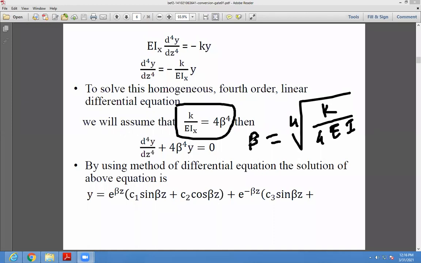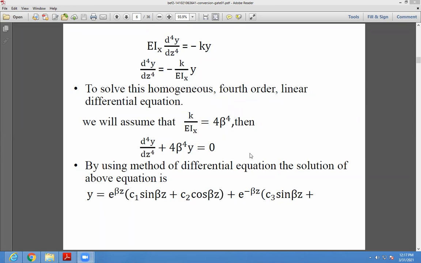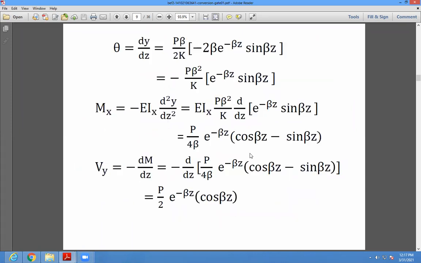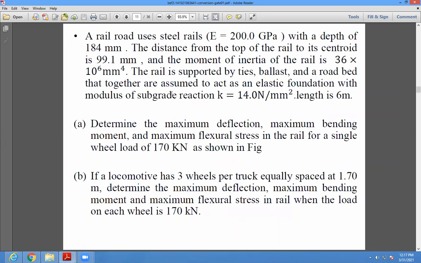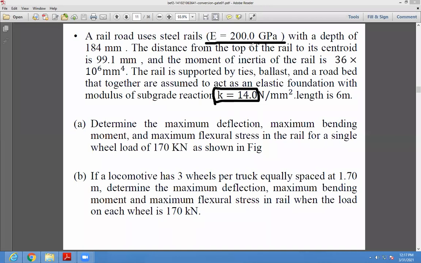So beta is equal to the fourth root of k by 4EI. We know the values of k and EI, which are given in the equation. K is 14, E is 200 GPa, and I is 36 into 10 raised to 6.